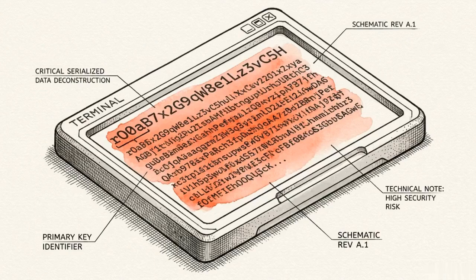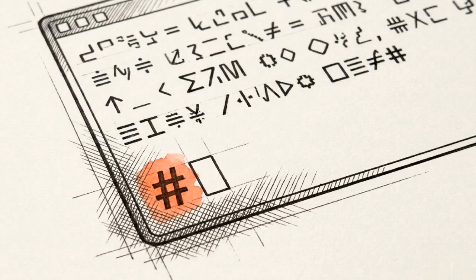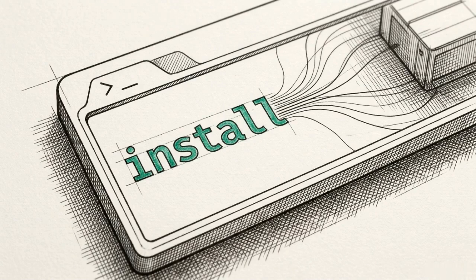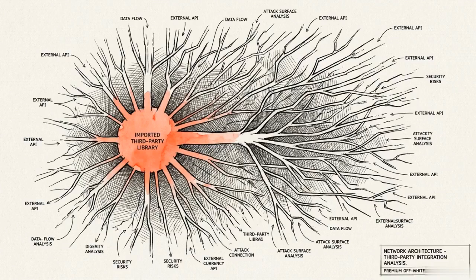As this terminal shows, accepting serialized data from an untrusted client without rigorous integrity checks can be catastrophic. An insecure deserialization vulnerability triggers remote code execution, granting immediate root access to the system. Importing an external component without strict verification bypasses your local security controls. You are importing that component's entire attack surface directly into your core product.